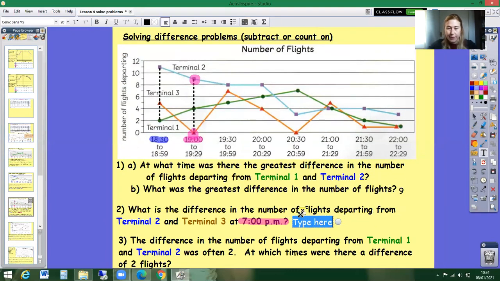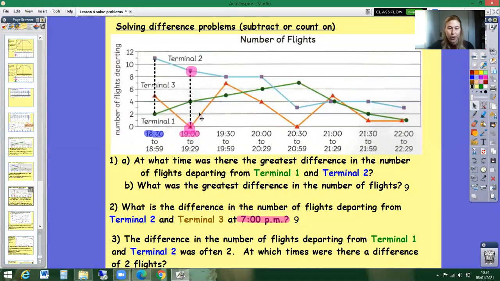So the difference in the number of flights is 9. Okay. The difference in the number of flights departing from Terminal 1 and Terminal 2 was often 2. At which times was there a difference of 2 flights? So I'm just going to remove my annotations from here because I want to look at Terminal 1 and Terminal 2 again. So I'm going to just highlight Terminal 1 and Terminal 2 so you can see it really clearly.